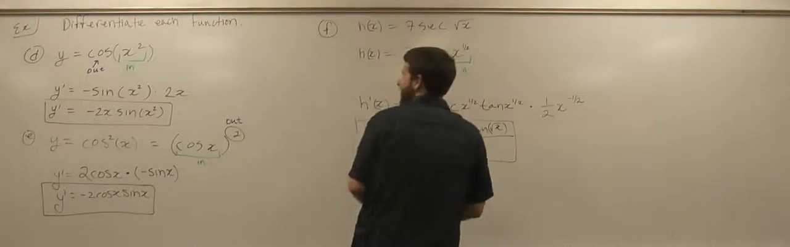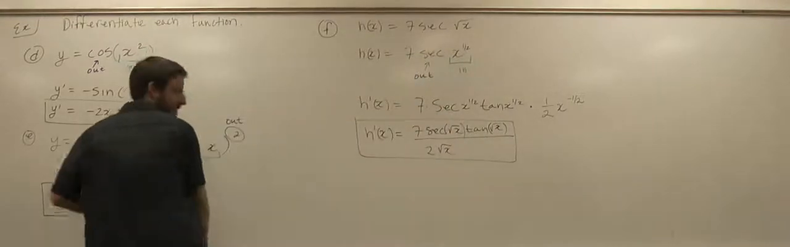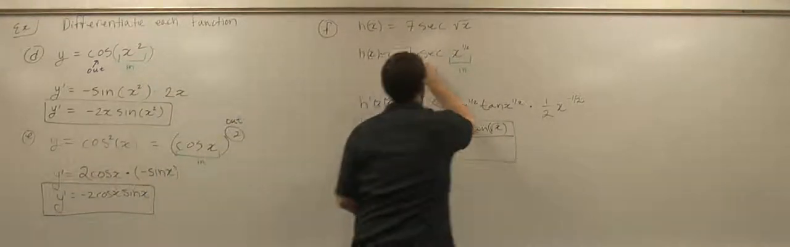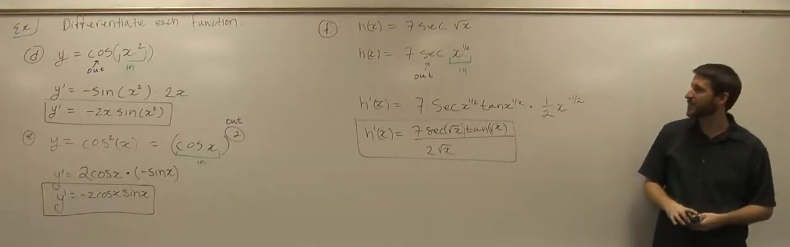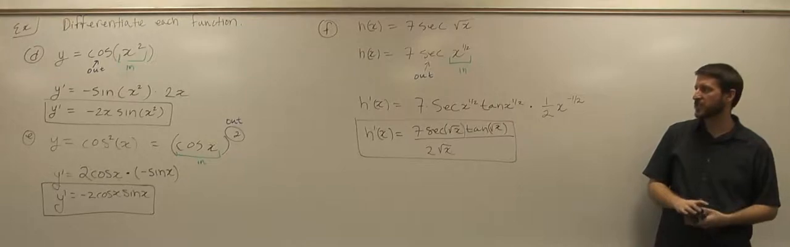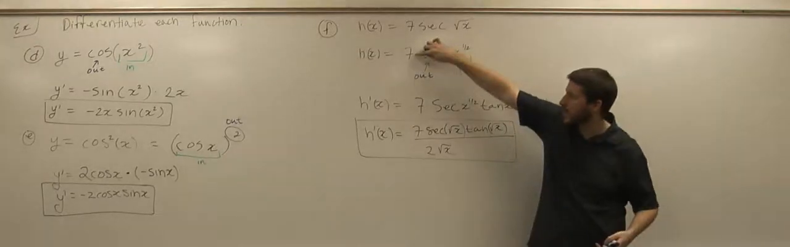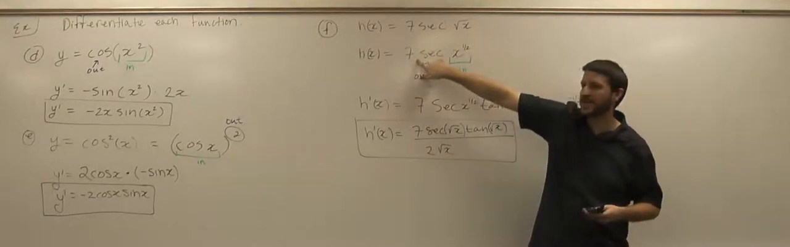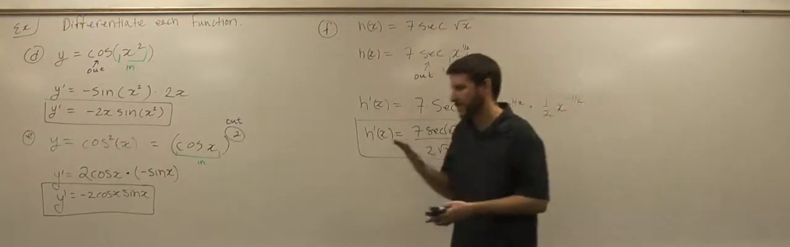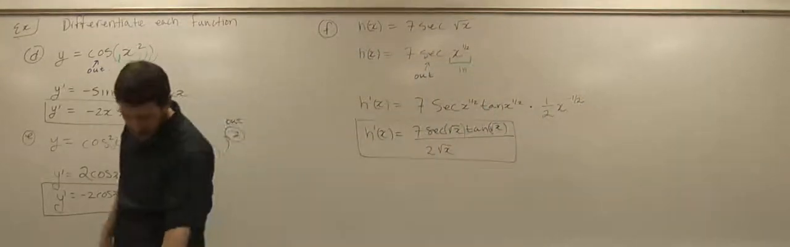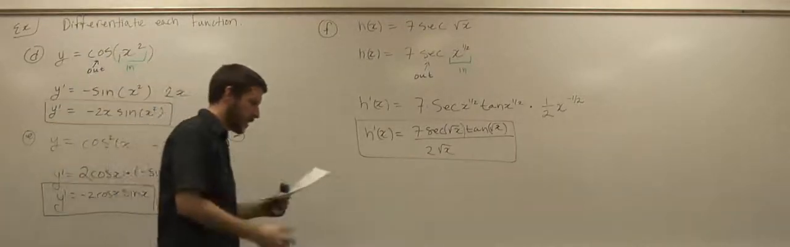Yeah, I see. If that were 7x out here, then you have to do the product rule. Oh, absolutely, definitely. We'll get to some problems where we mix the chain and the product rule. But if this weren't a constant multiple, if this were 7x, then we would have to do a product rule first before we did anything else. Good eye.